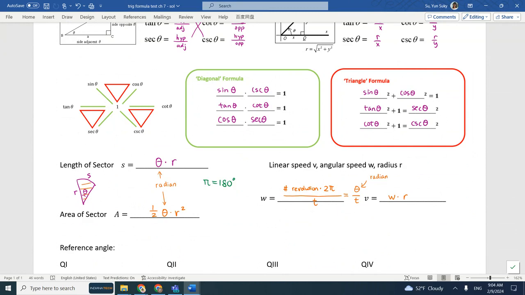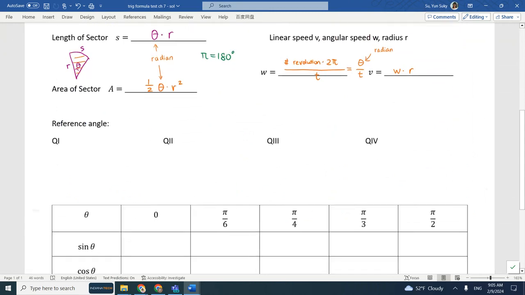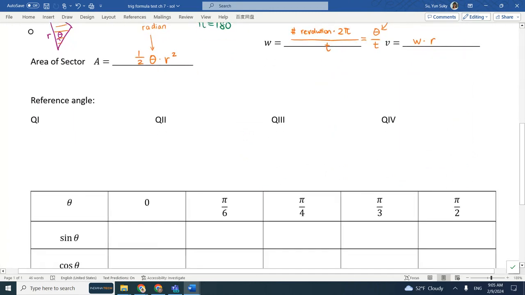Okay. So in the exam, I will give you this blank formula sheet with the exam. So you can spend 1 minute or 2 minutes to fill it out. And then when you work on your exam, you just look at the formulas here. Okay. Reference angle. There are problems in the exam that require you to find the reference angle.